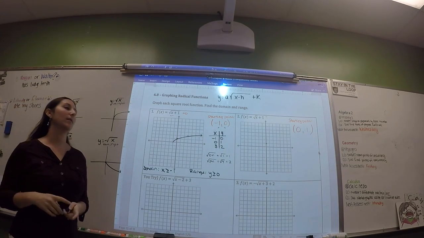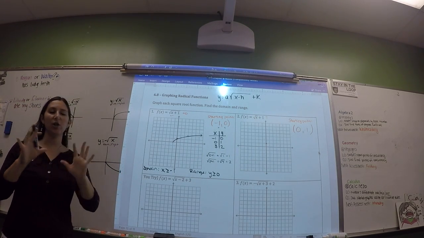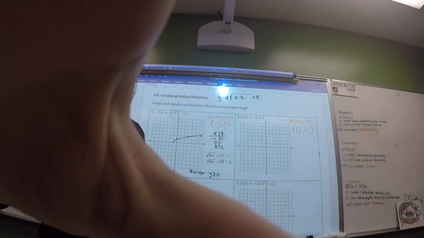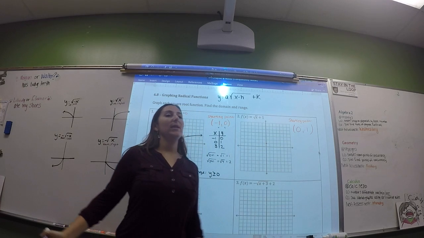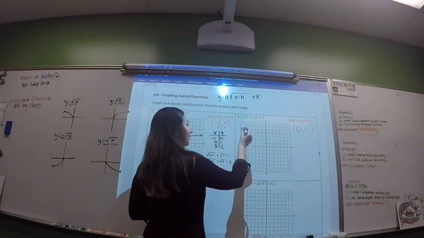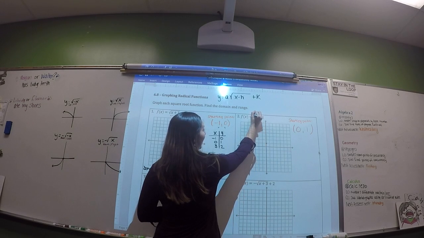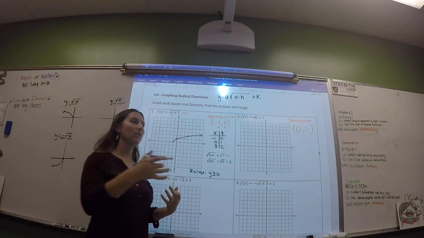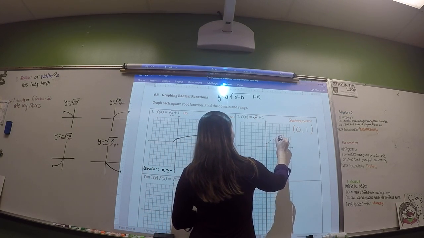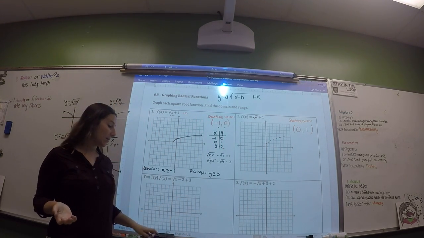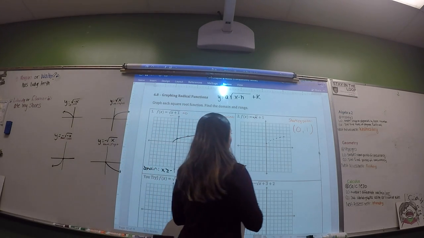Make your chart. Wait, before the chart, we're going to get a general idea of what this looks like. In general, we know which way this is going because of two things. The x is positive, and then up here is positive. So we know in general that this is going to go somewhere this way. Then we're going to make a table to figure out exactly where those points are.